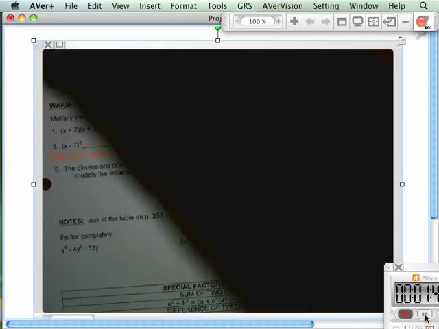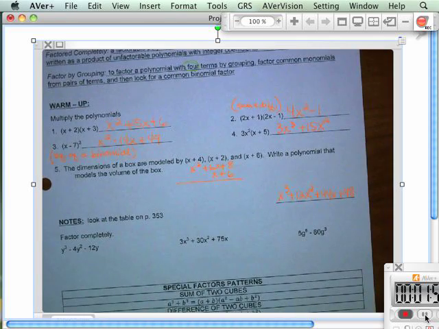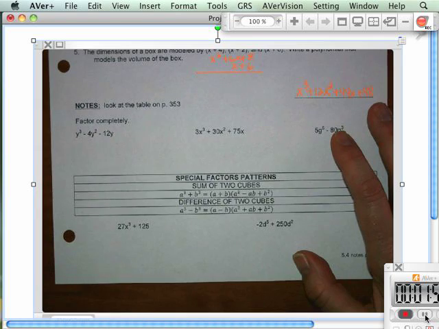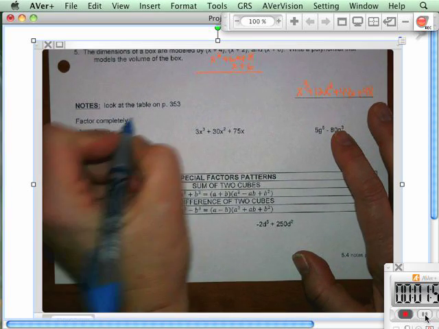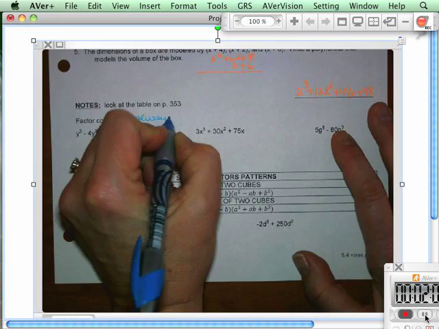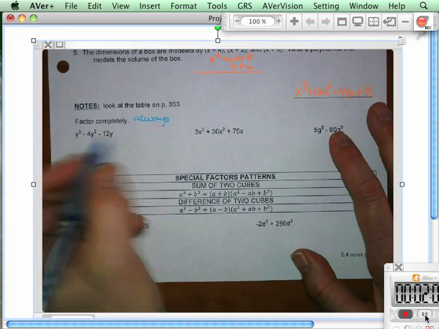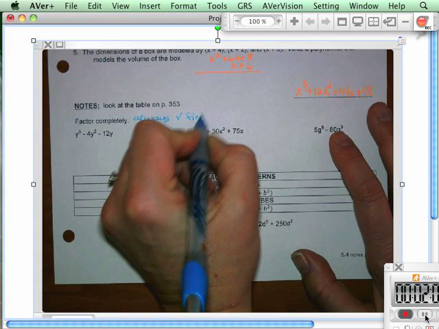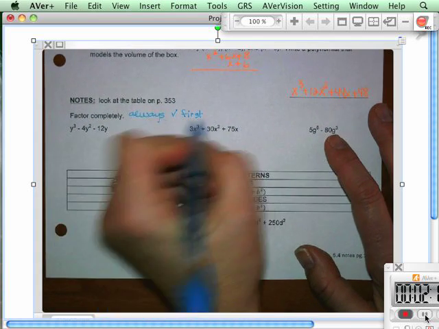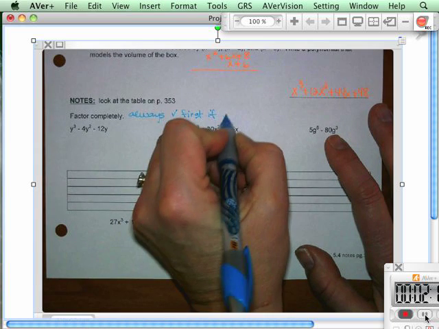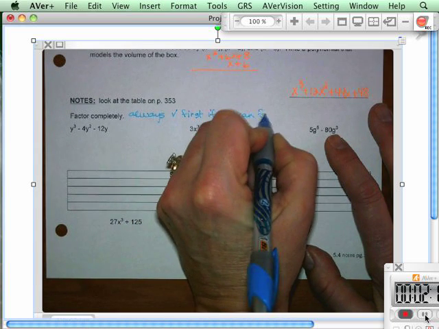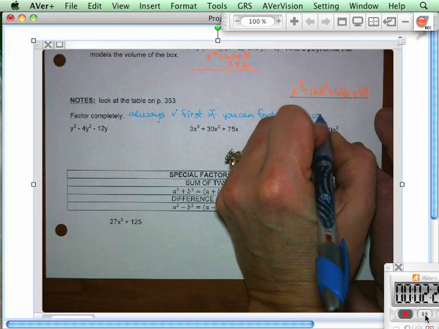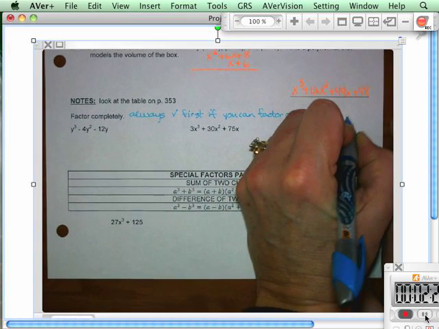So let's do a little bit of practice with this. Before you even start factoring, no matter what, you should always look to see if you can pull out a common term from each monomial. Always check first if you can factor out a common monomial from each term.